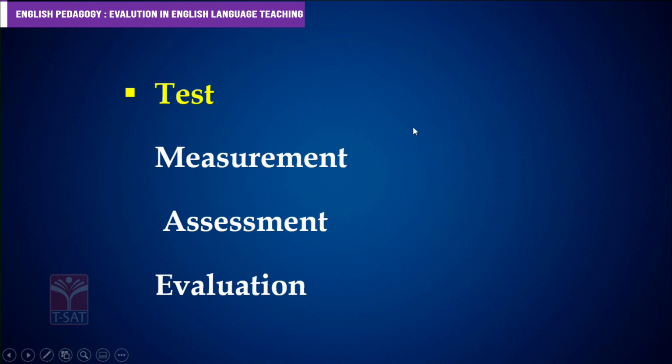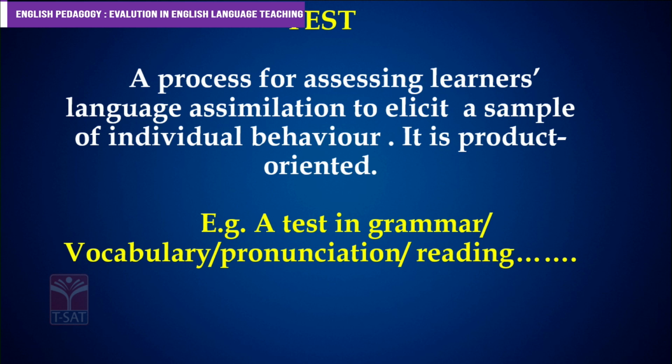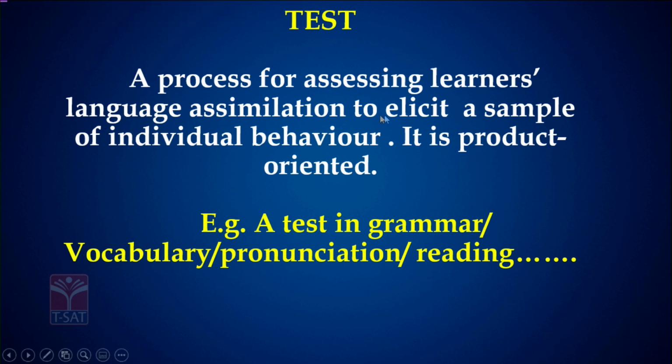Although these terms look similar, they are different. Let us see how they are different. So, a test is a process for assessing learners' language assimilation to elicit a sample of individual behavior, and generally a test is product oriented. For example, a test in grammar or a test in vocabulary or pronunciation or even a test in reading, they are all end oriented. So, we see the product after administering the test.